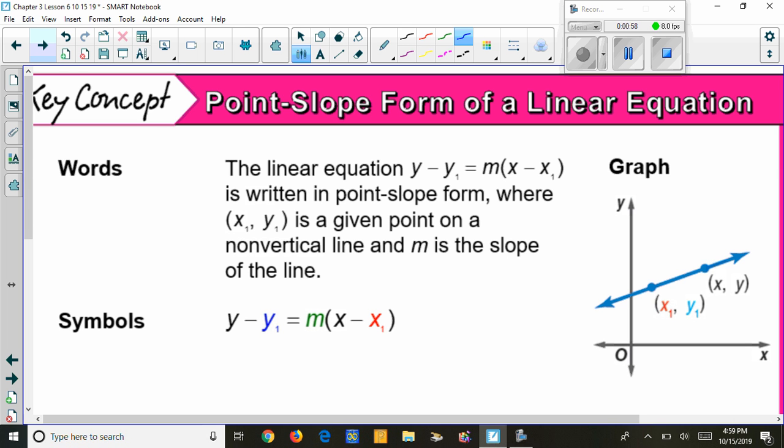The colored letters are where we are going to place the numbers we are given, or the numbers that we find, to help us create these equations. If you need to, pause this video to finish writing this down.